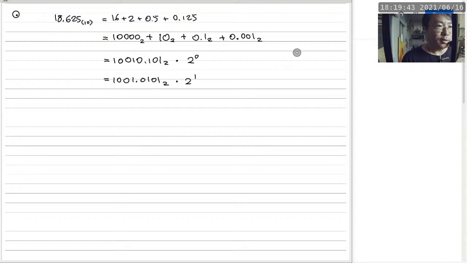Alright? So it is not 2 to the power of n plus 1, it is just 2 to the power of 1. Because we move the binary point. It is not the decimal point anymore, it's the binary point. I move the binary point to the left by 1 position. Alright? And I'm not done yet. I can move it again.